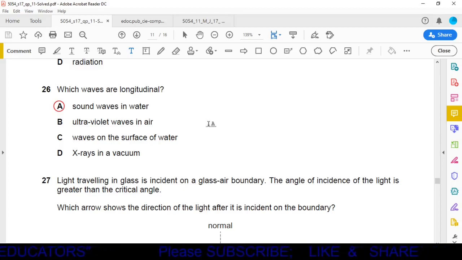We have studied that sound waves are longitudinal waves. Option B and option D are electromagnetic waves, and electromagnetic waves are transverse waves. Option C, waves on the surface of water, we have studied that these waves are also transverse waves, so the correct option is option A. Sound waves in water are longitudinal waves.